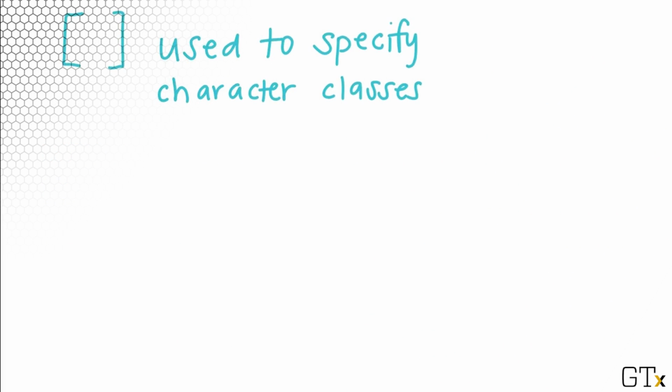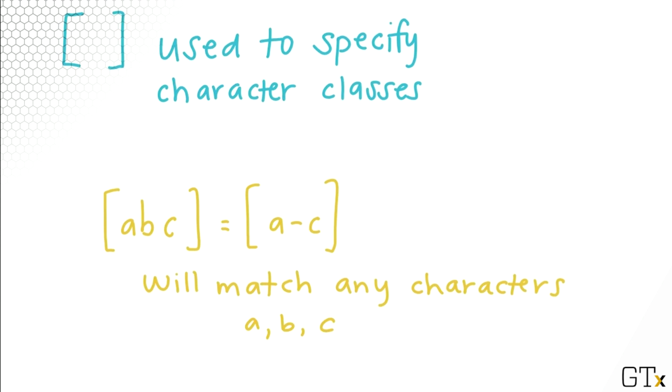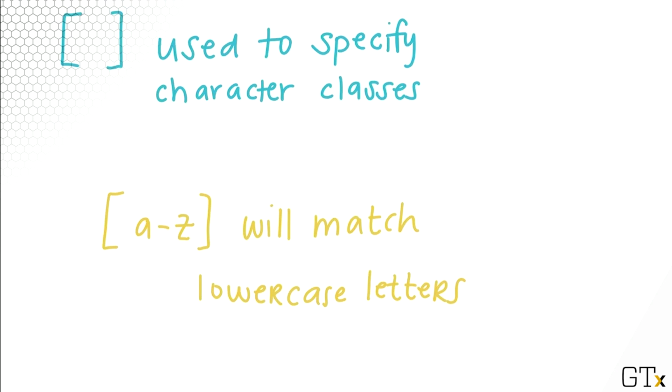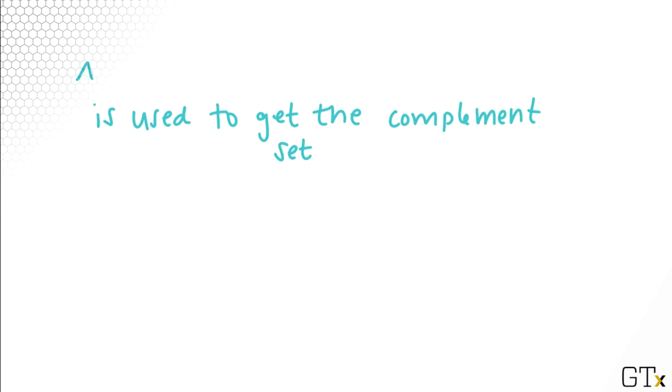The first thing we need to walk through are metacharacters. These are special characters that don't match themselves when used. The first metacharacter that we will discuss is the square bracket. The square bracket is used to specify character classes. For example, ABC within square brackets is equivalent to A through C and will match any of the characters A, B, or C. Similarly, A through Z in square brackets will match lowercase letters.